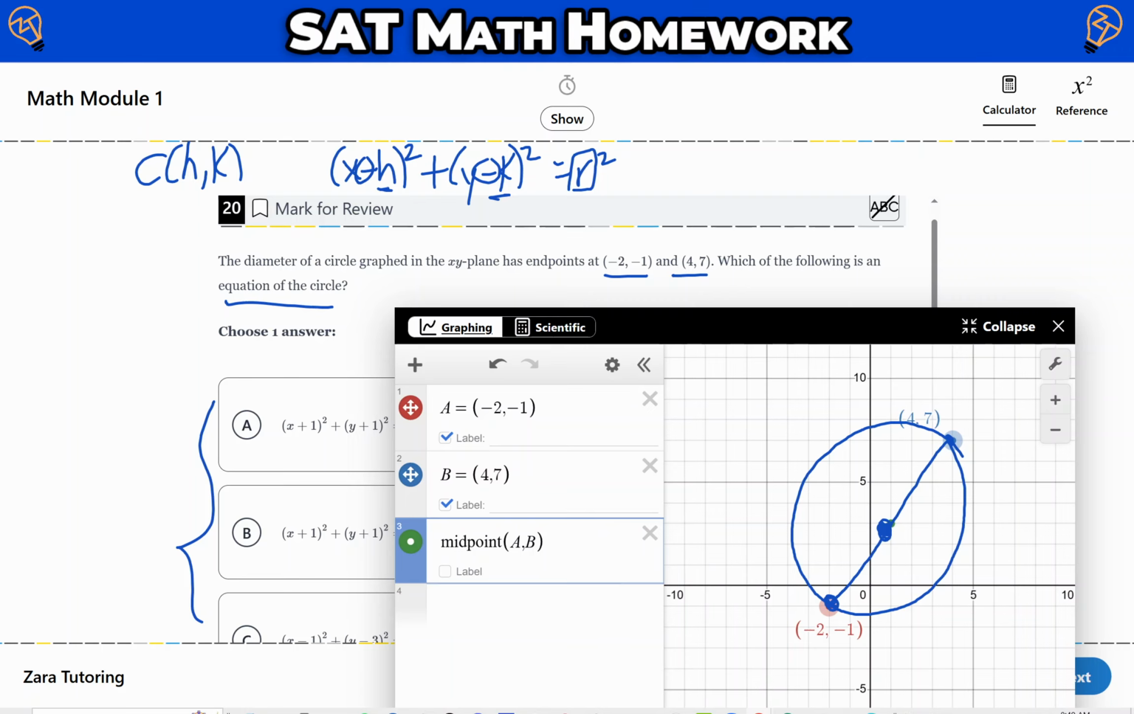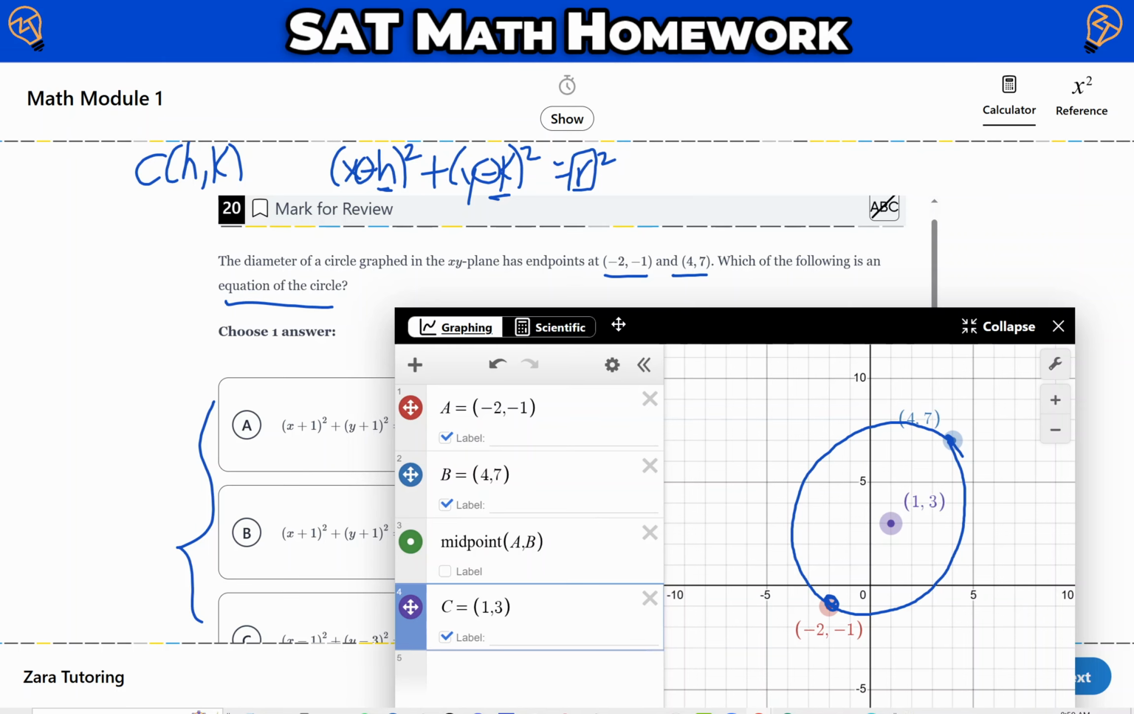And then notice, it went ahead and plotted the midpoint. So let's go ahead and click on it so we can see what that point is. Normally you can export it over, but if for some reason that's not doing it, we'll just call it, let's say C. And again, we can see that that point is (1, 3), and we'll label it as well.